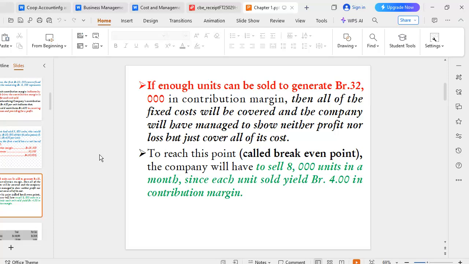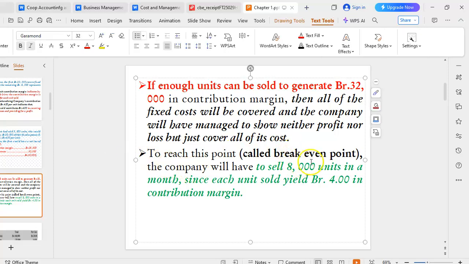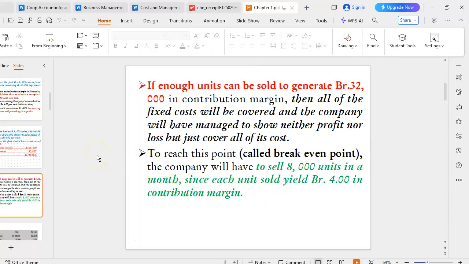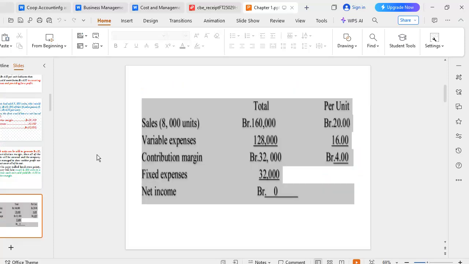To reach this point is known as the break-even point, when revenue and cost are equal. To reach the break-even point, the company will have to sell 8,000 units. For example, if you sell 8,000, 8,000 times 4 is 32,000. 32,000 minus 32,000 is 0. So it is neither profit nor loss. This is the break-even point. That's a very important point that you should understand.